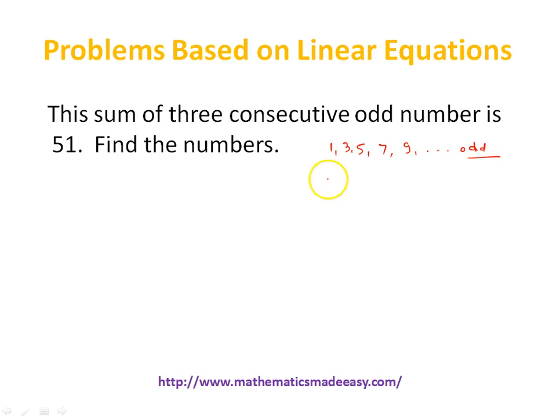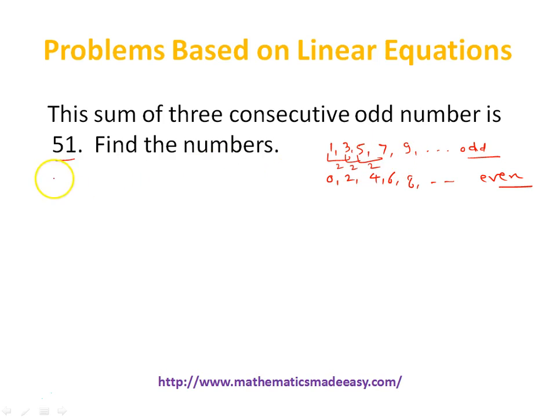Similarly, what are even numbers? Those numbers which can be divided by 2, like 0, 2, 4, 6, 8. These are all even numbers, right? So in the question we are looking for three consecutive odd numbers whose sum is 51, right? Now let's observe one property of odd numbers. You can see the difference between each odd number is how much? 2, right?